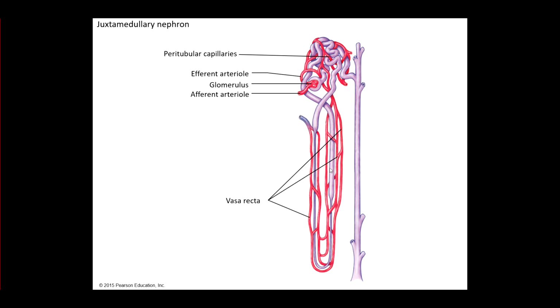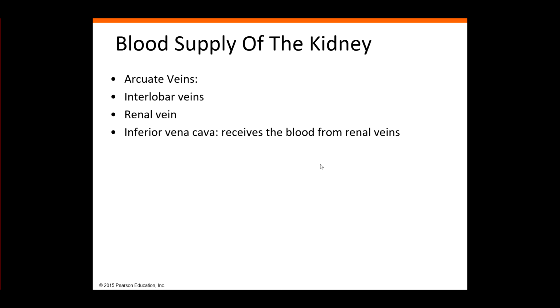And then we change the name of these capillaries into the vasa recta, and they're going to lead to the venule system. All right, so I'll save this for a subsequent lesson. Okay, so once the blood has gone through the glomerulus and gone through the peritubular capillaries, we're now going to be on the venous side.